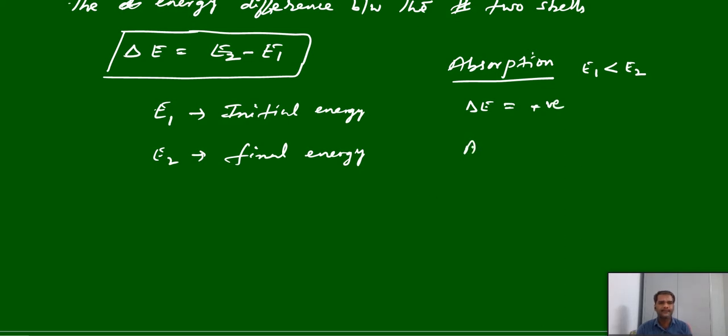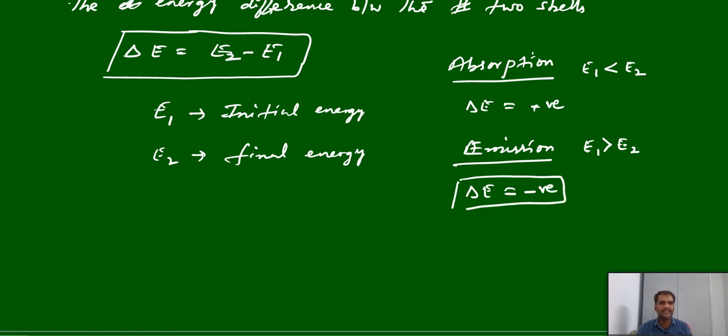But in case of emission or energy loss, energy emission means the electron jumps from a higher energy level to a lower energy level. So the initial energy, let us assume E1, where the electron is present in the high energy state, jumps into the low energy state, which we assume is E2. In this case, E1 is greater than E2. So the initial energy is more than the final energy, and we get delta E as a negative value. So the emission case gives a negative value and the absorption case gives a positive value.